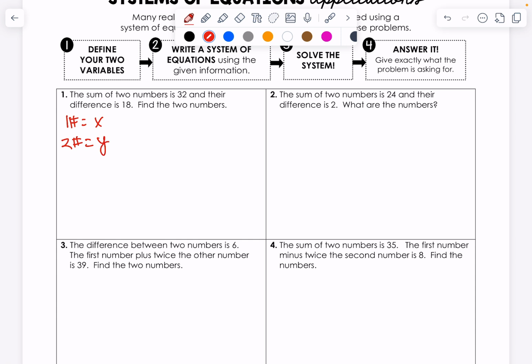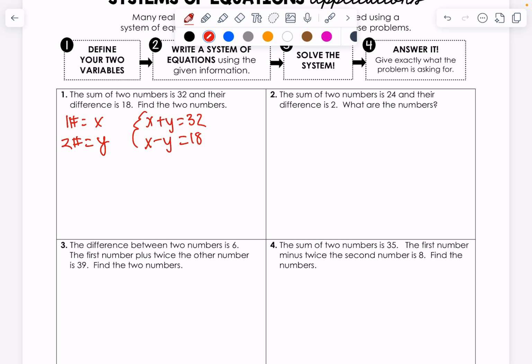I say that their sum is 32. The word sum meaning add. So I know that x plus y must be 32. And their difference is 18. I also know that x minus y is equal to 18. This is indeed a system of equations, and we can solve this.